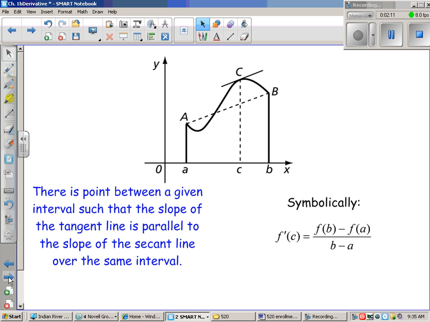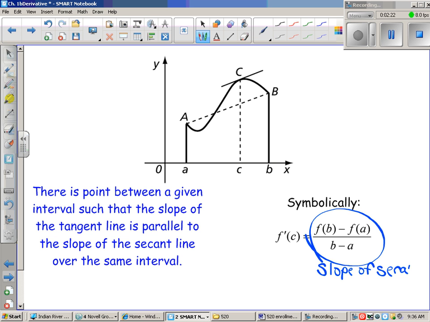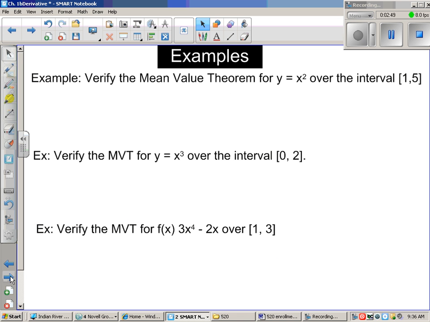Now what does that mean symbolically? What that basically means is you would find this section here to the right. This is saying the slope of the secant line. Your first job would be to figure out what exactly that slope is between A and B. And then we're saying that the derivative, or the slope of the tangent, is the same, and I want to know what point that is. Now that value C should fall between A and B, for the same reason that we were talking about with our little trip.